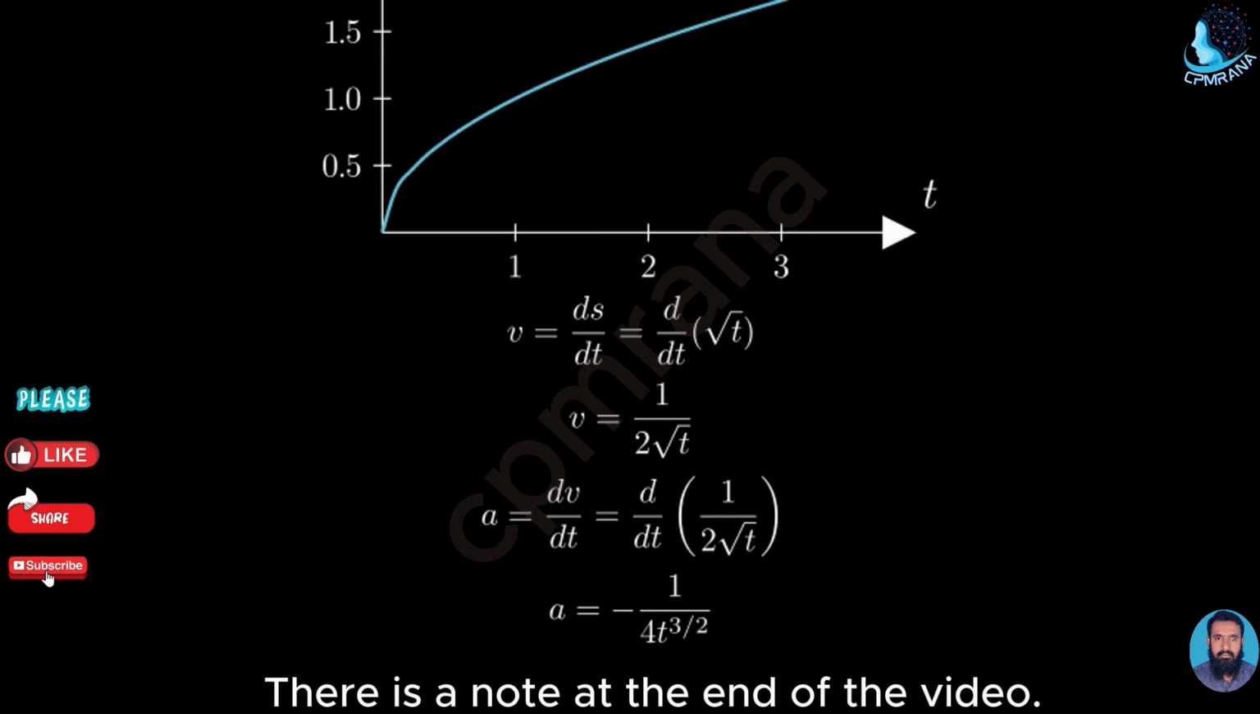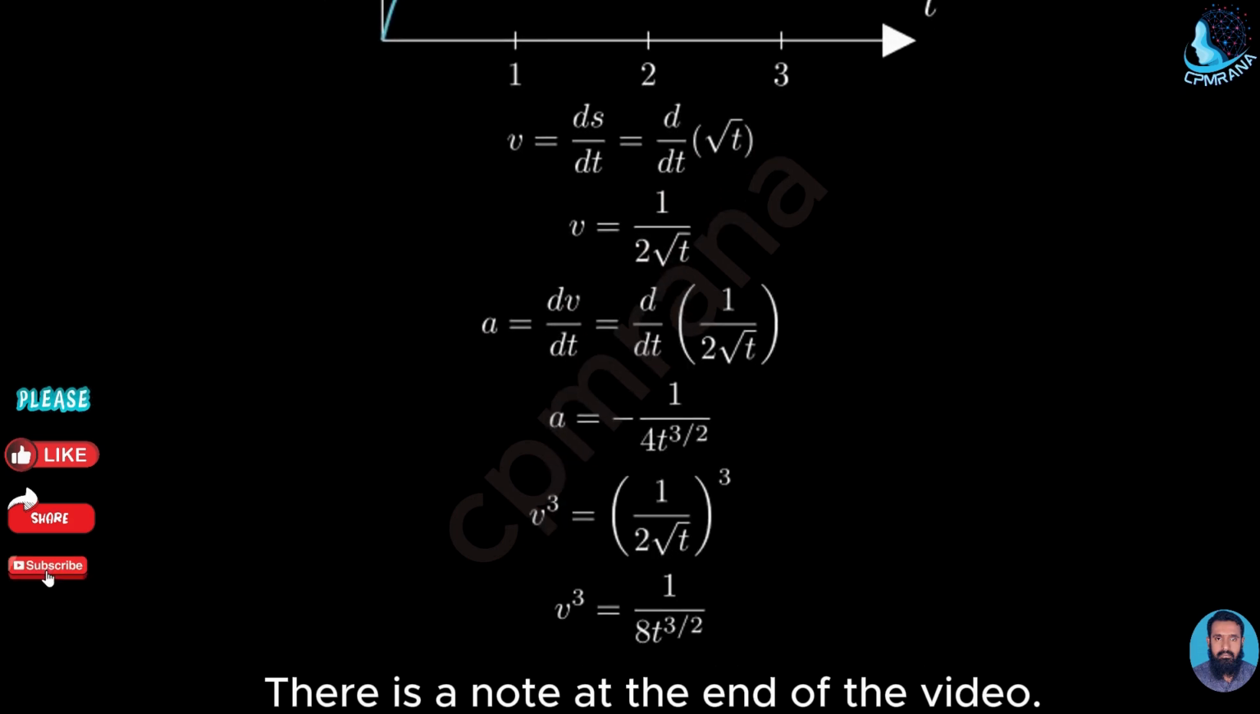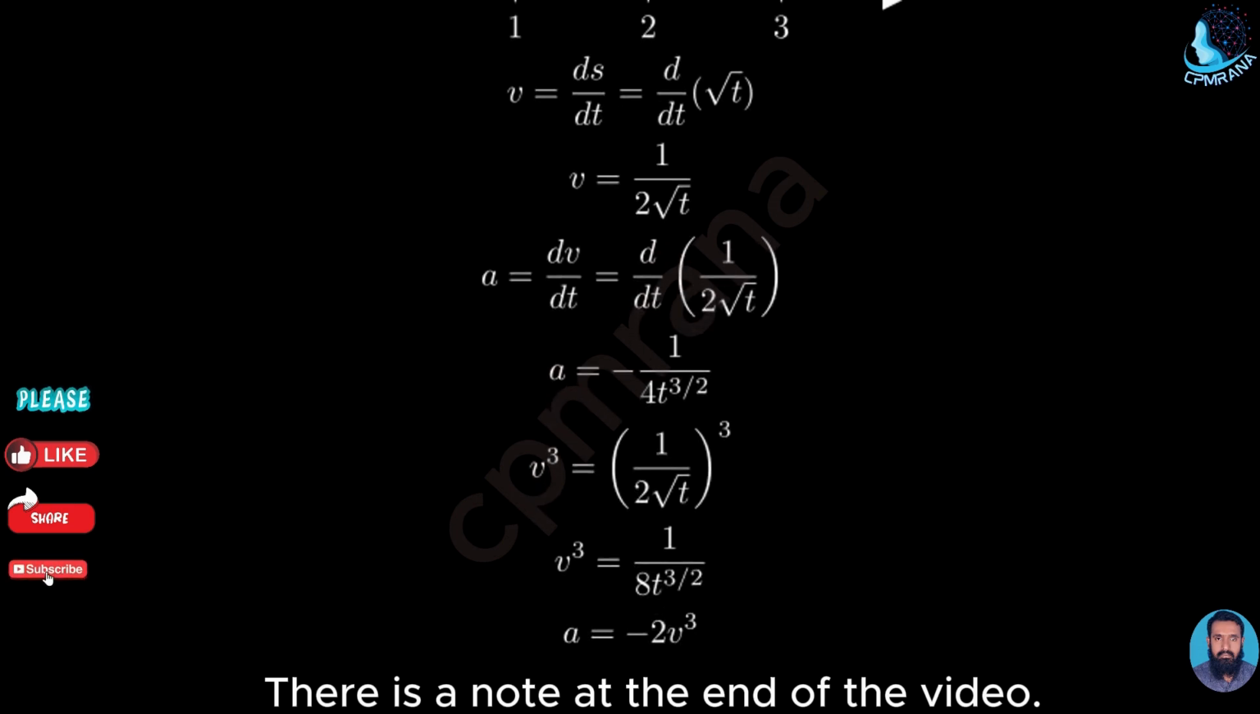Now, let's show that this acceleration is proportional to the cube of velocity. First, let's cube our velocity expression. When we cube 1 over 2 square root t, we get 1 over 8t to the 3/2 power. Looking at our acceleration formula, we can see that acceleration equals negative 2 times v cubed.